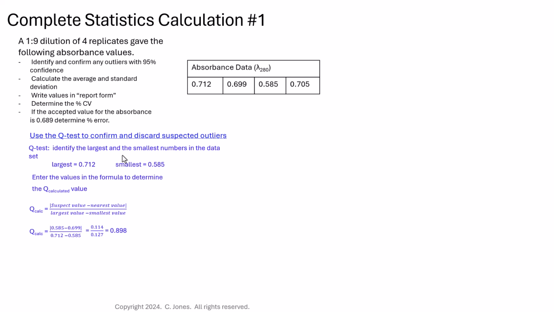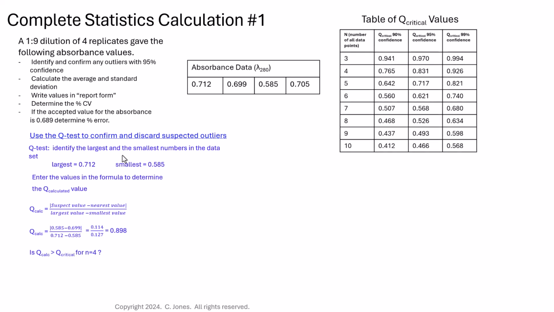We now need to compare this to the Q critical value in the data table. So here's the data table again. And now we have 4 values. So we're going to look at n equals 4, and again, the 95% confidence interval. Okay, so our critical Q value is 0.831. If we are greater than 0.831, we need to reject this.